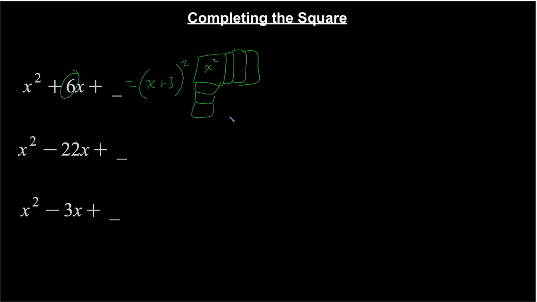Now, what do I need to fill in to this area here? Well, I need 9 units. So in order to complete the square, we're going to be adding 9.